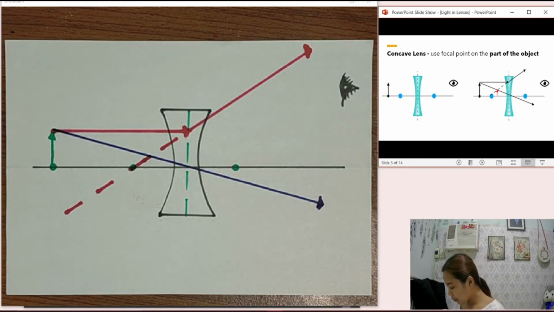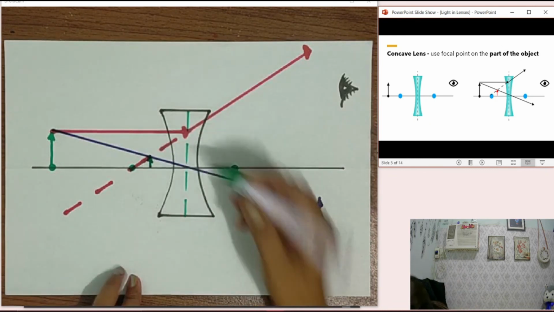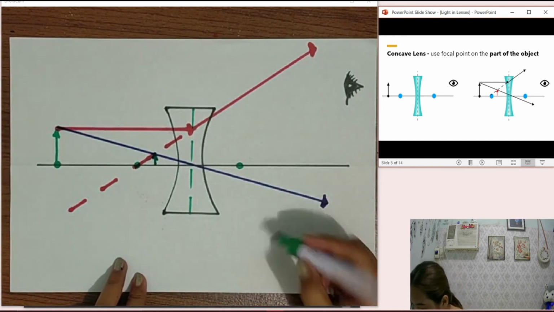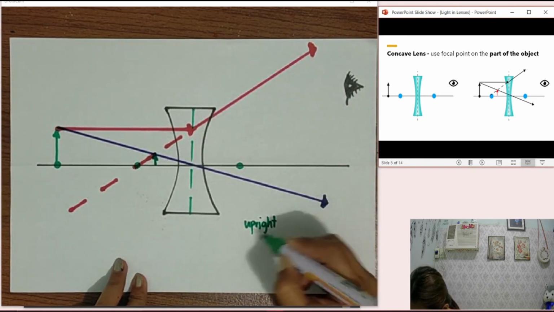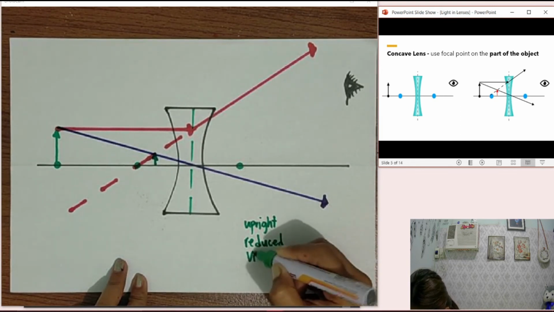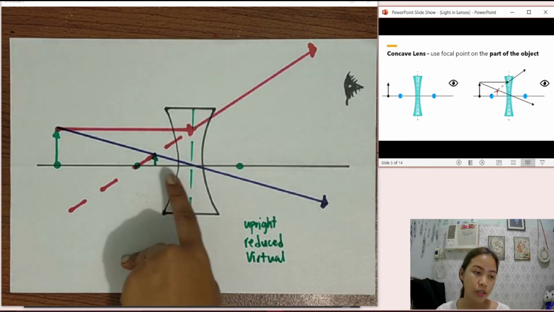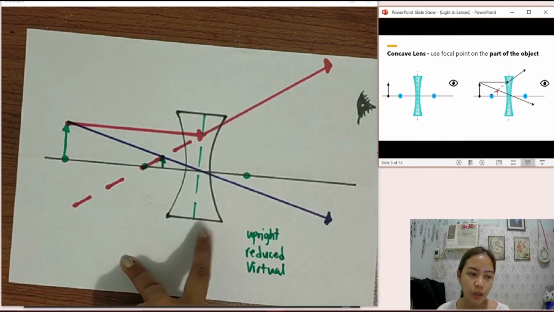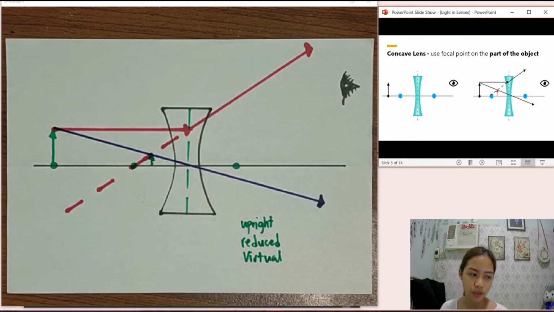So therefore, the image is formed there. For the image, we have here an upright, reduced, and virtual image. It is upright because it is located above the optical axis, reduced because it is smaller compared to the object, and virtual because it is located on the same side as the object, not on the observer's side. Okay, so that's for our first example in our concave lens.